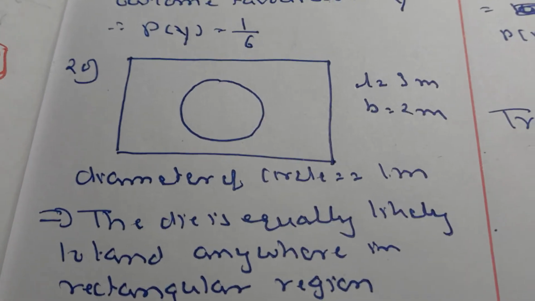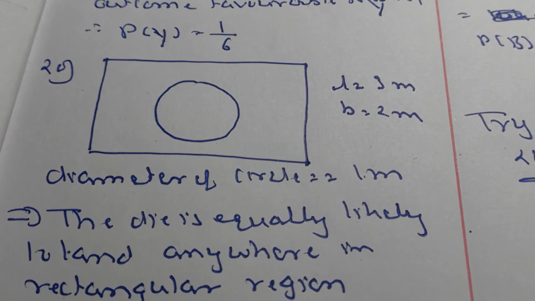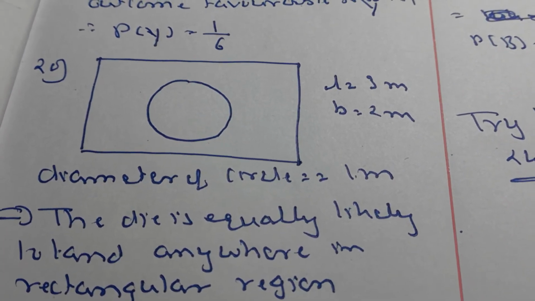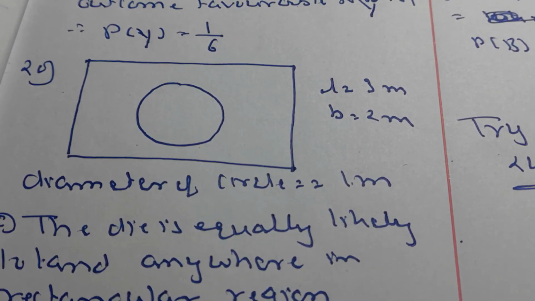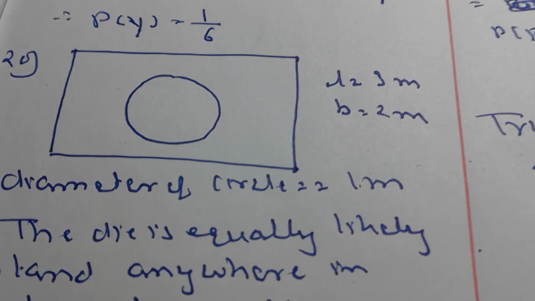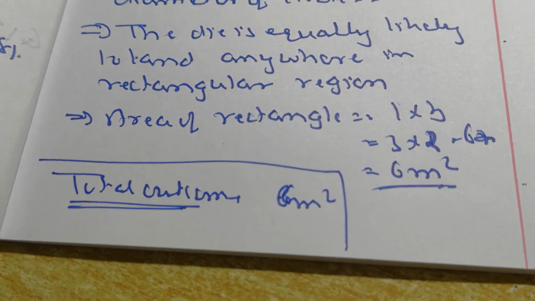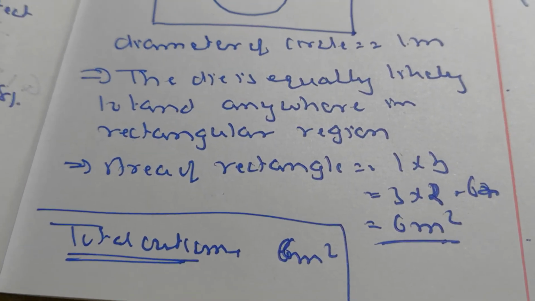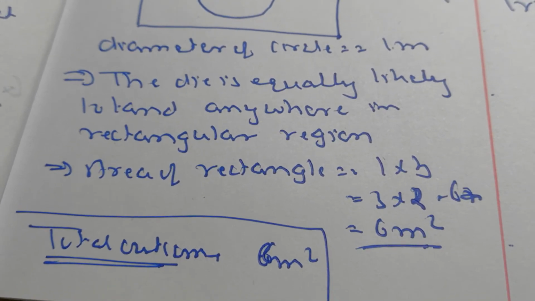Question number 20. A rectangle is given to you whose length and breadth are 3 and 2 meters. And there is a circle in the rectangle whose diameter is 1 meter. You have to find out the probability that the dice when thrown lies in the circle. So first of all, we are going to find out the area of the rectangle, that is length into breadth, which comes to 3 into 2 is equal to 6 meters square. And this 6 meters square is normally taken as the total outcome.